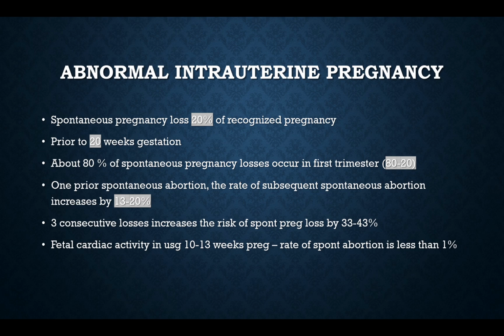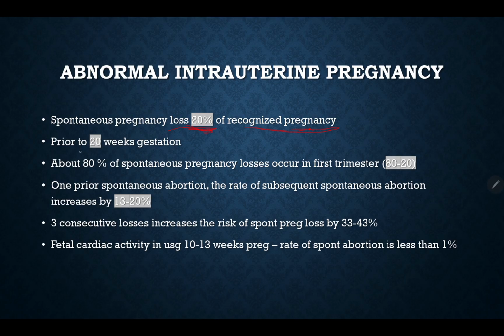Now coming to the abnormal intrauterine pregnancy, as ectopic pregnancy will be dealt with separately, especially undergraduates must remember there are some 20s in this, like the spontaneous pregnancy loss is about 20% of recognized pregnancies. Those pregnancies that are recognized, almost 20% result in spontaneous pregnancy loss. So this 20 again comes here.